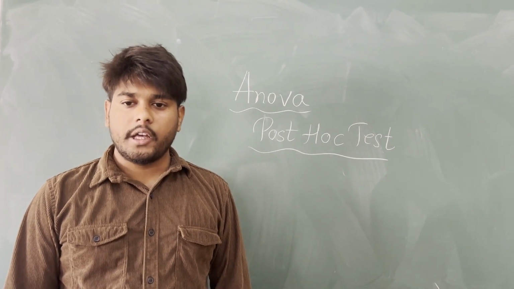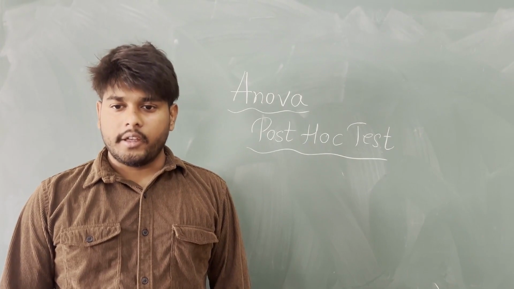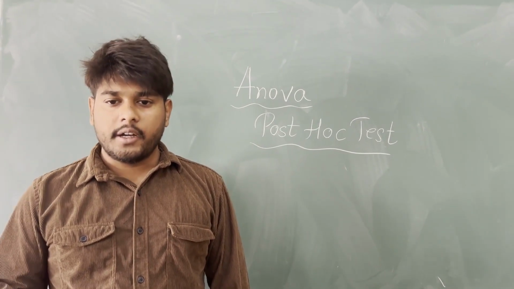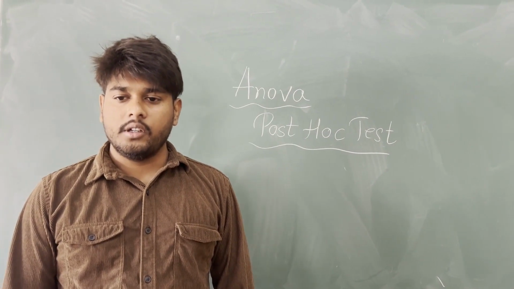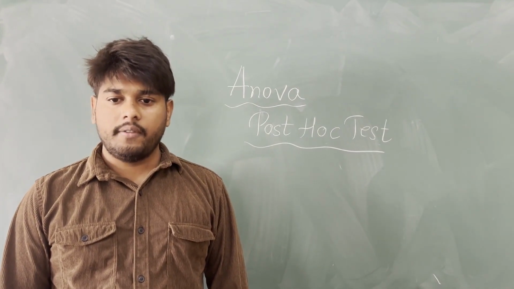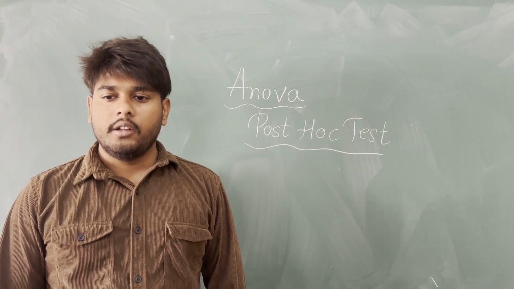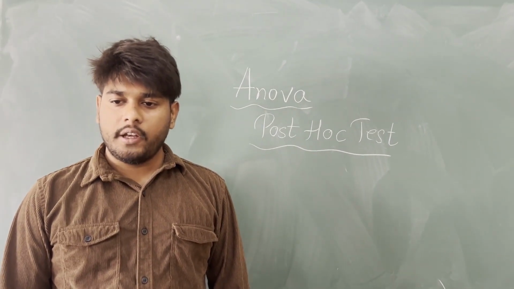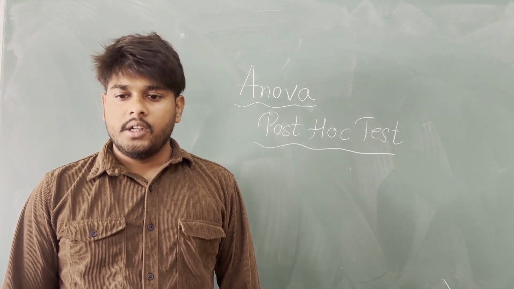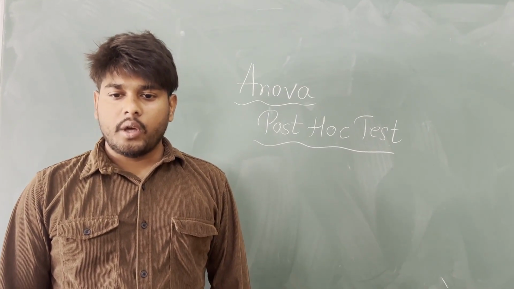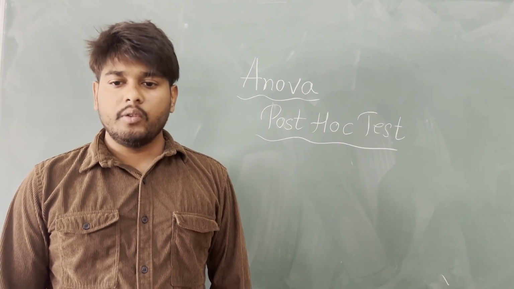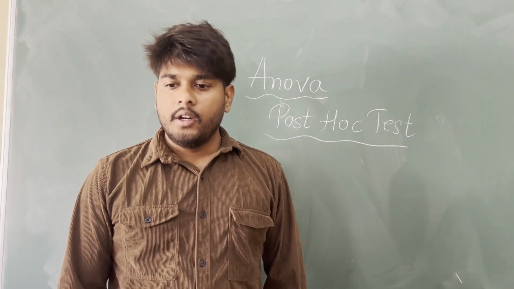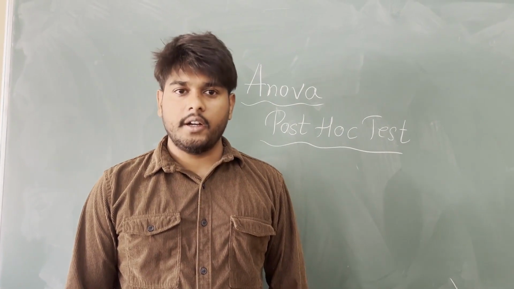It controls the type 1 error rate effectively across all comparisons. The second topic is Bonferroni correction. This method adjusts the significance level by dividing it by the number of comparisons. For example, if you are testing at a 0.05 level and make 10 comparisons, a single comparison would need to have a p-value less than 0.005, which is 0.05 divided by 10, to be considered significant.